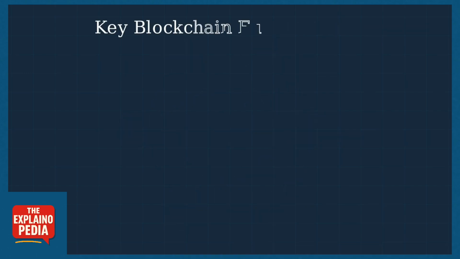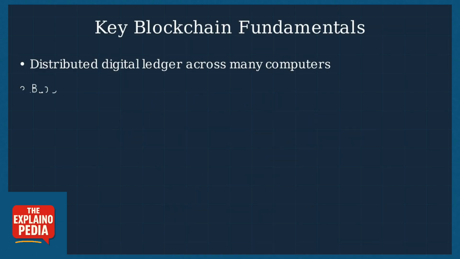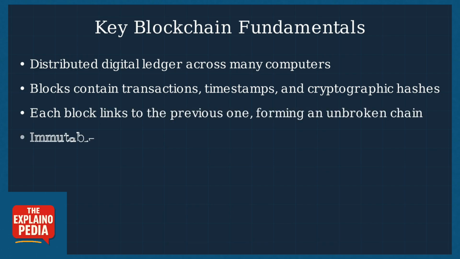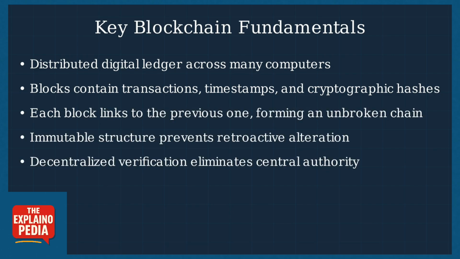To summarize the fundamentals of blockchain technology, it's a distributed digital ledger maintained across many computers. Each block contains transaction data, timestamps, and cryptographic hashes. Blocks are linked together, creating an immutable chain where data cannot be retroactively altered. This decentralized structure removes the need for central authority, as verification is performed by multiple nodes in the network.